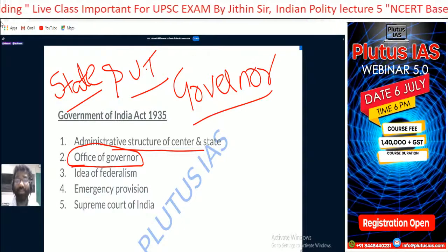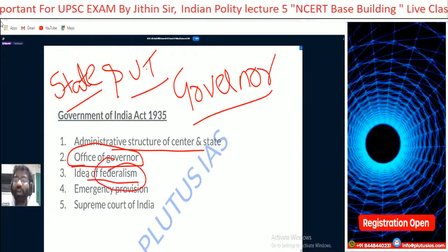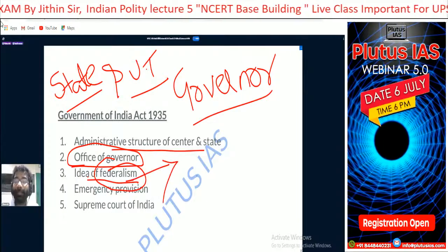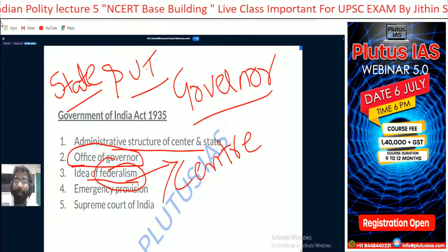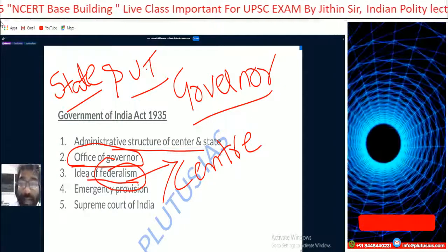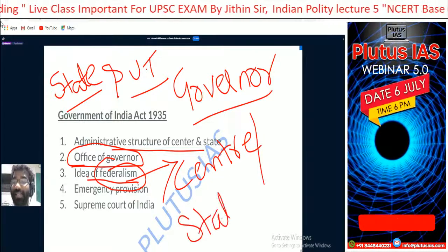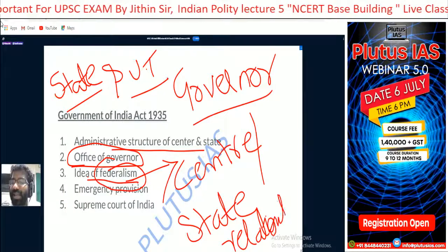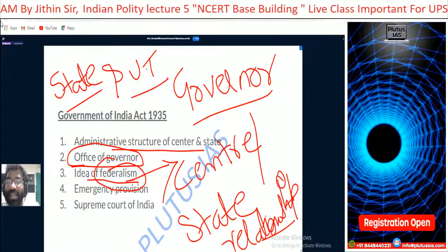The idea of federalism. Whenever you hear the word federalism, what does it mean? Power is divided between center and state. Very good, Palak Mahajan. The power is divided between center and state. That is, federalism means the center-state relationship. Power is divided between center and state. Did you understand?